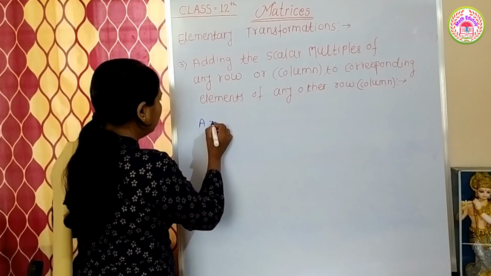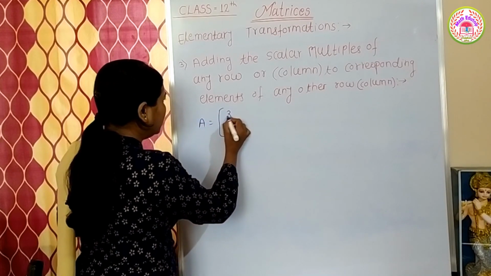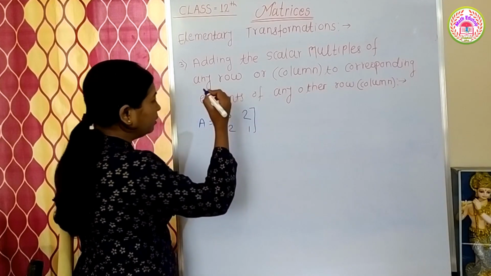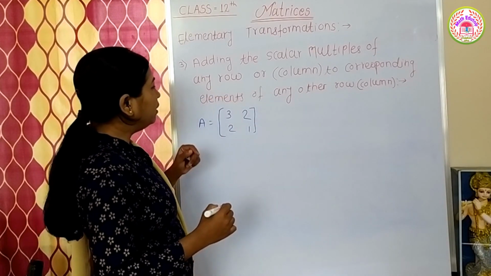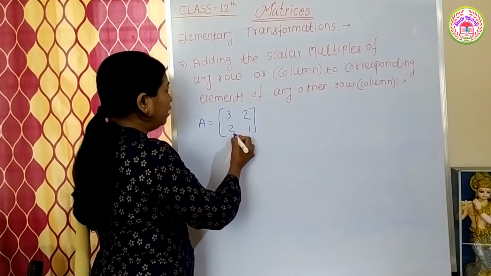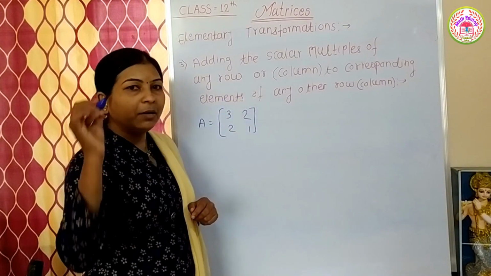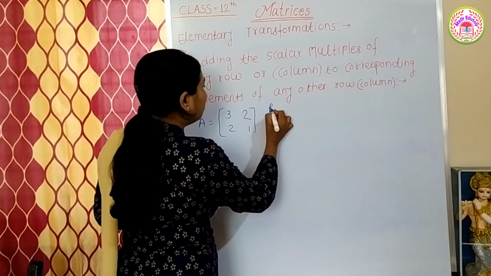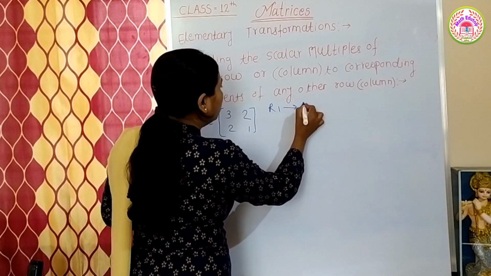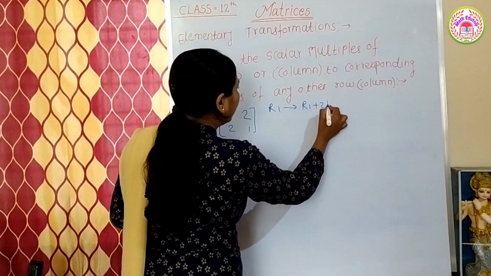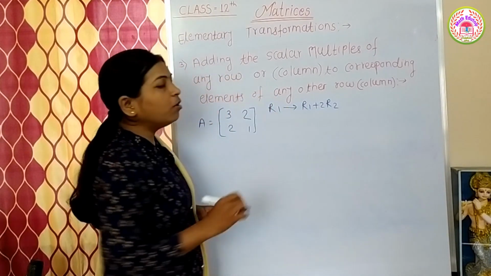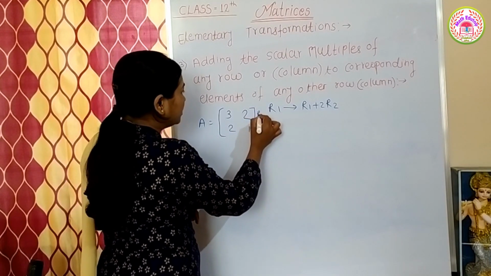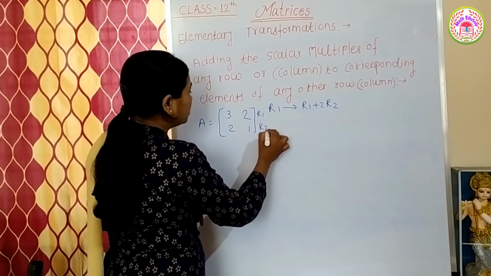A is equal to, that means 3, 2 and 2, 1. Then here if you want to add the scalar multiple of R2 element to R1, then the elements of R1 are changed. Okay. Then here if you want to do the row operation, this R1 changes to R1 plus 2 times R2. Means the elements of R1 are changed. The elements of R2 remain as it is. This is our R1 row, this is R2 row.